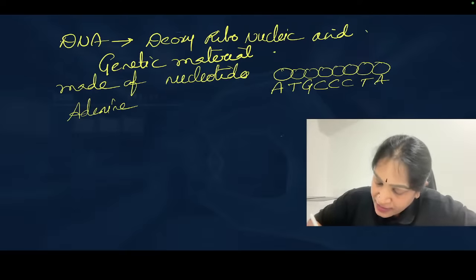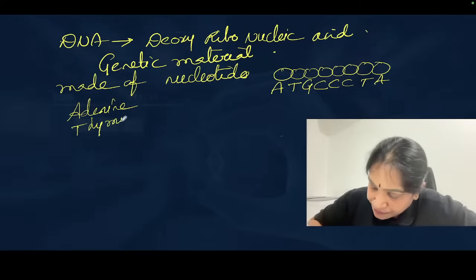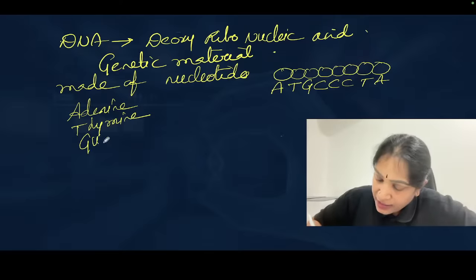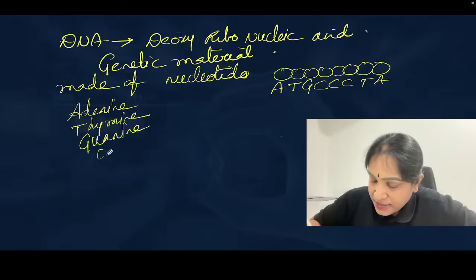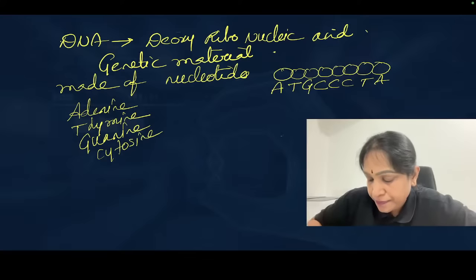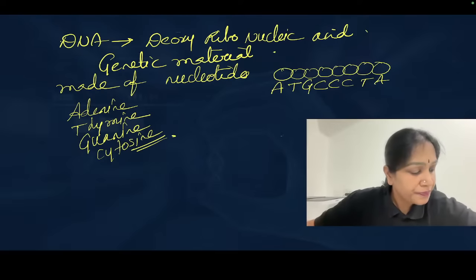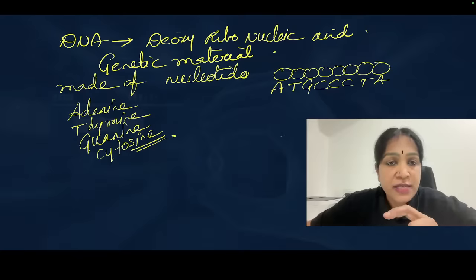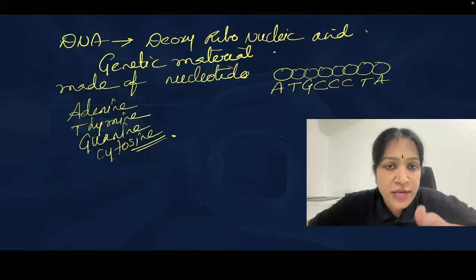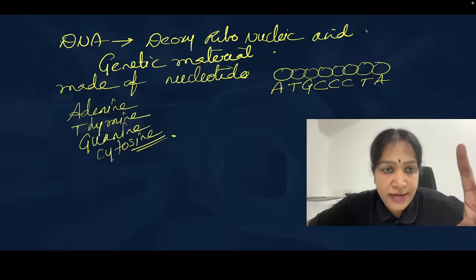Adenine, thymine, guanine, cytosine. I hope it is clear. So, protein is a chain of amino acids, DNA is a chain of nucleotides. We have only 4 nucleotides: adenine, thymine, guanine, cytosine.